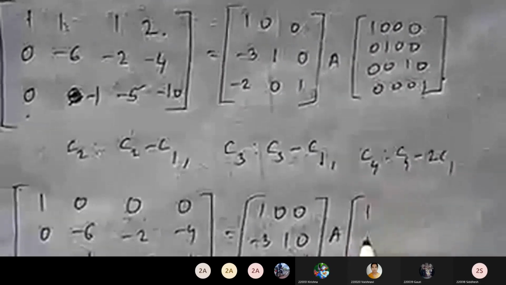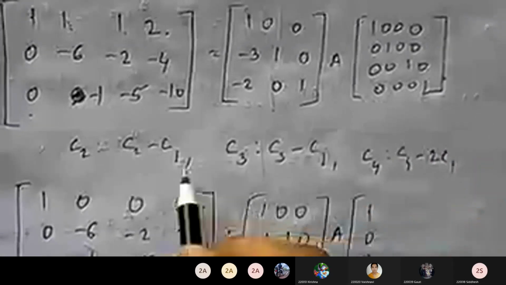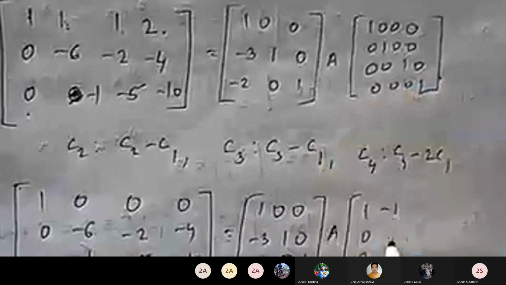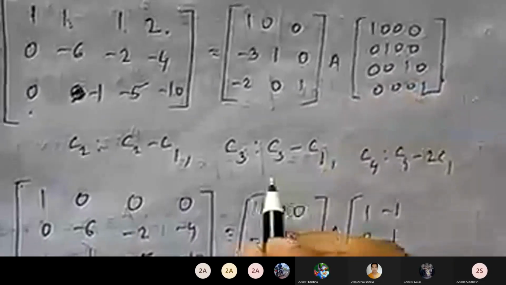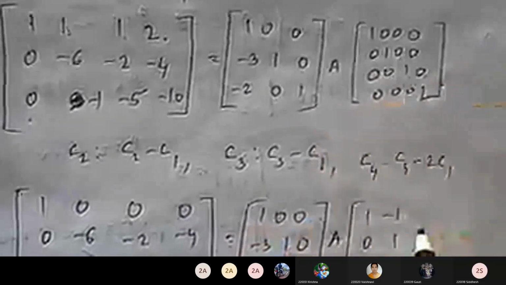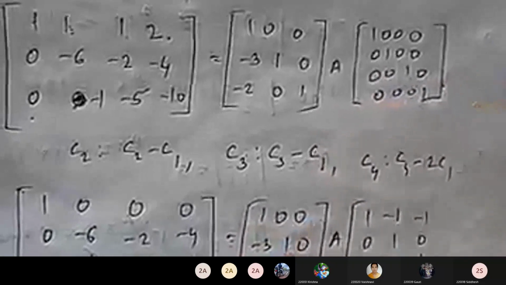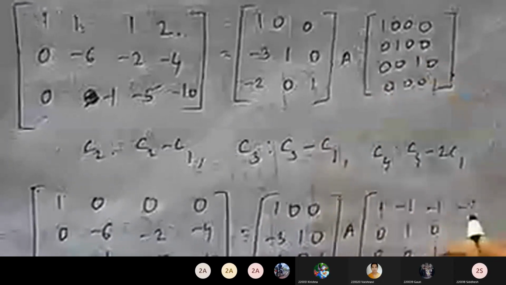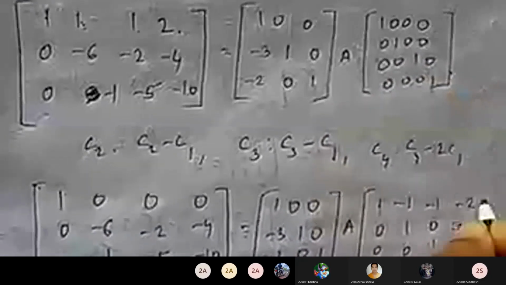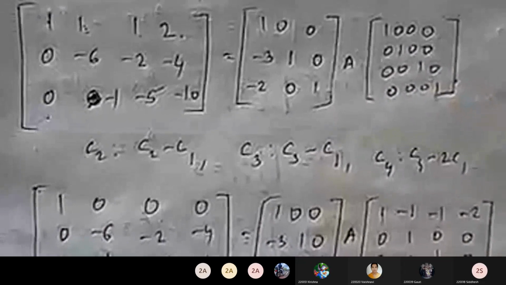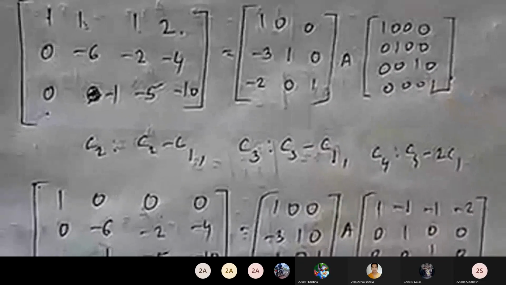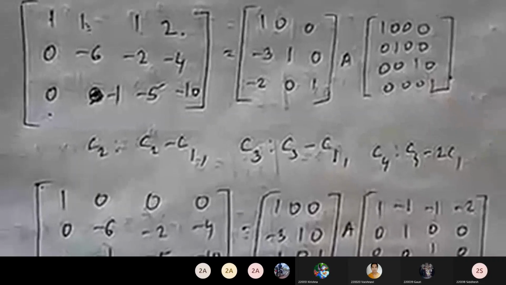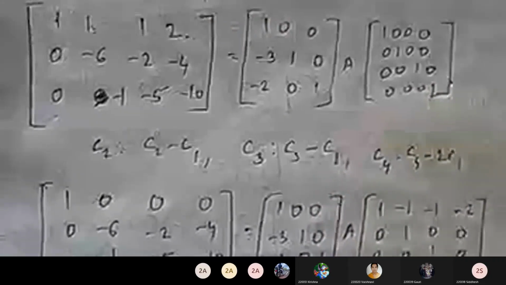That is C1 constant, C2 may change, C2 minus C1, 0 minus 1, minus 1, 1, 0, 0. C3 minus C1, 0 minus 1, minus 1, 0, 1, 0. C4 minus 2 times C1, 1, 0 minus 2 times, that is minus 2, 0, 0, 1. We get that. Okay, we get those values finally. Fine. After applying that one, next step, what?